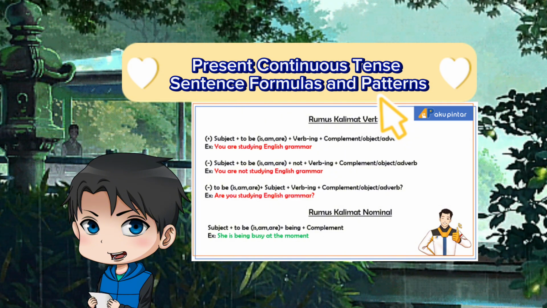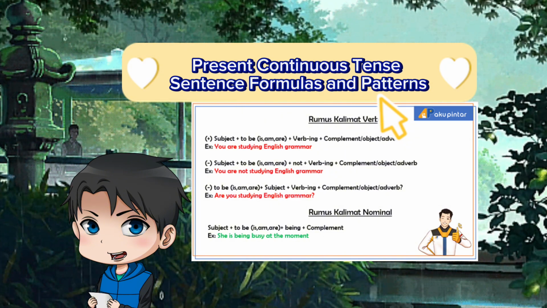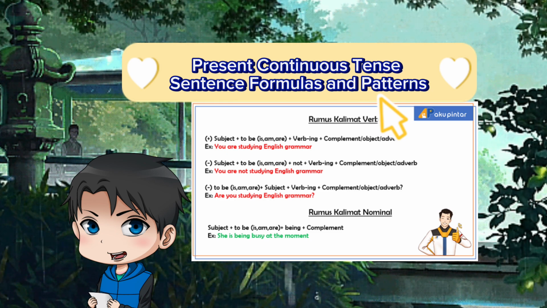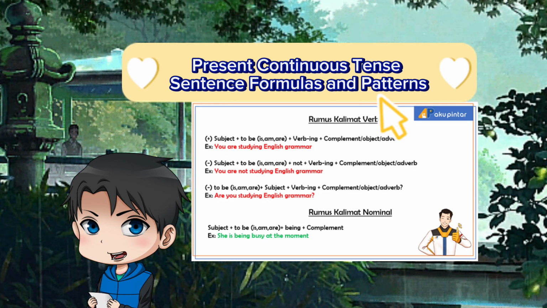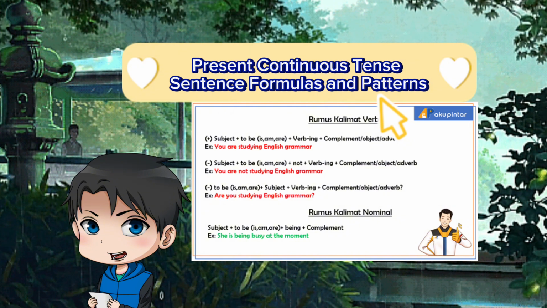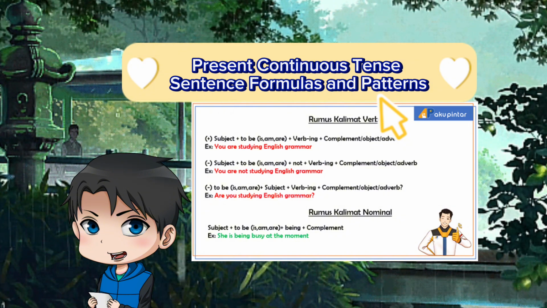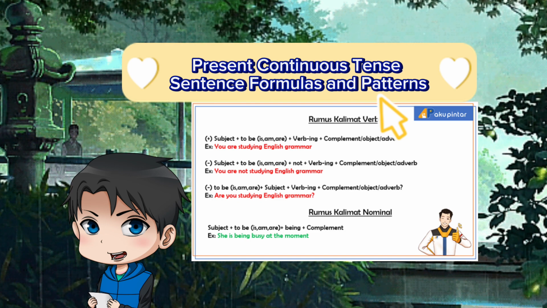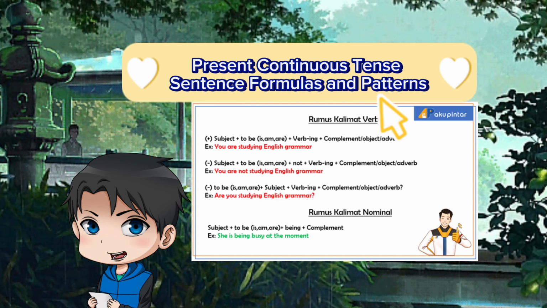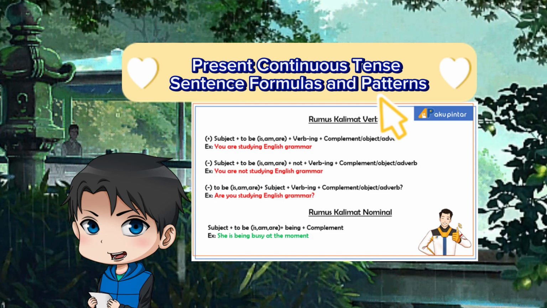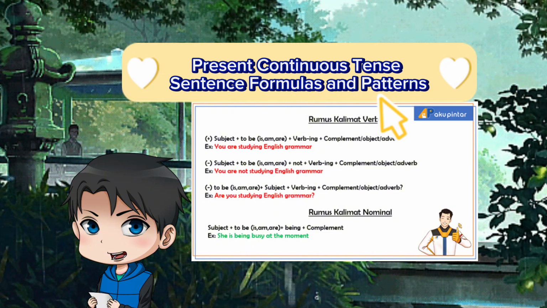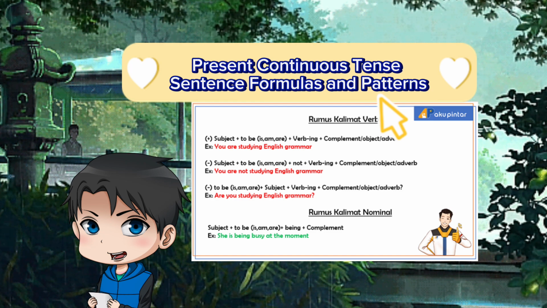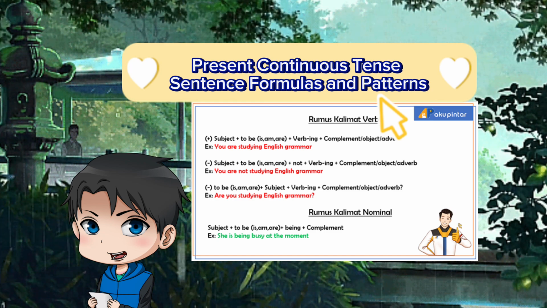Present continuous tense sentence formulas and patterns. The verbal and nominal sentence patterns above are related to the present continuous tense formula. If the sentence pattern is verbal, we use to be, is, am, are, followed by the base form of the verb plus ing, or verb ing. Meanwhile, if the sentence pattern is nominal, we must add to be, is, am, are, plus being after the subject.